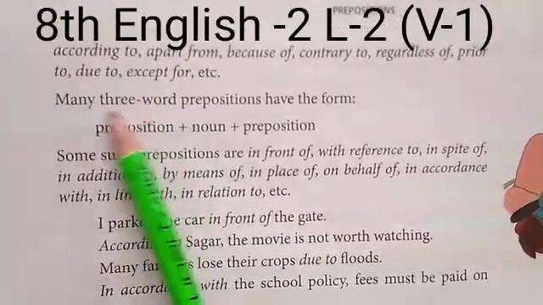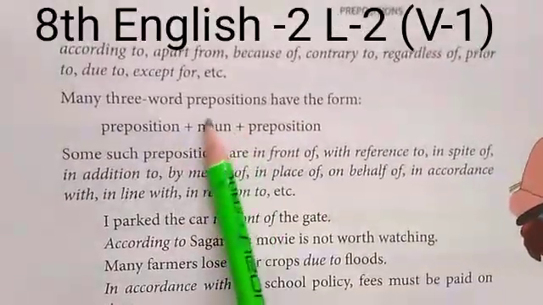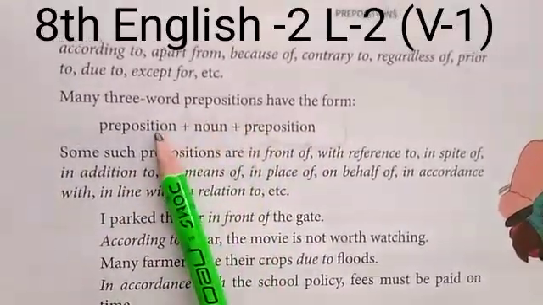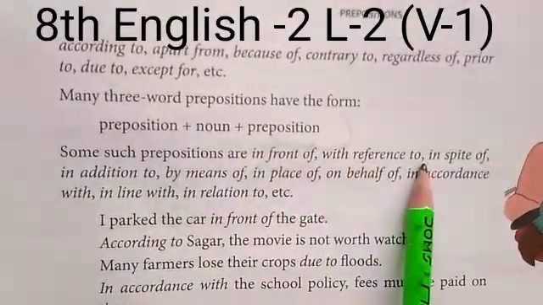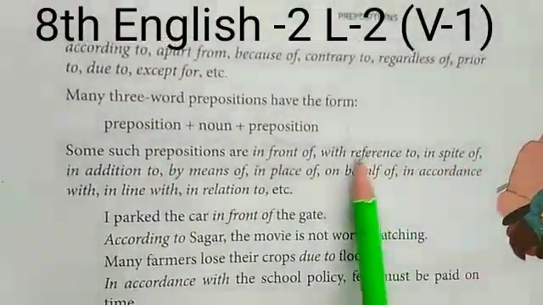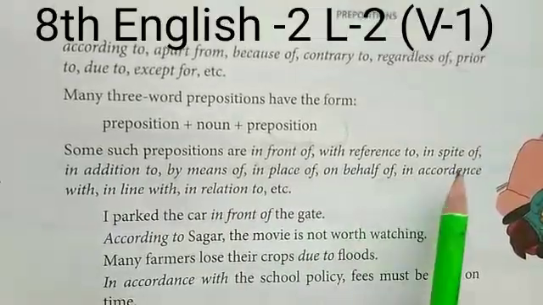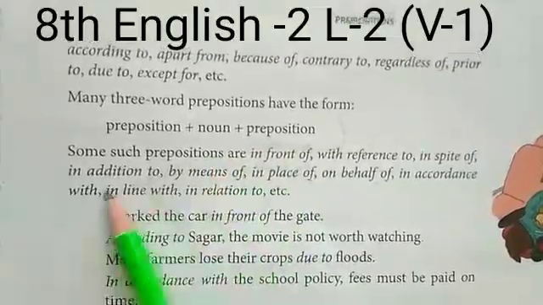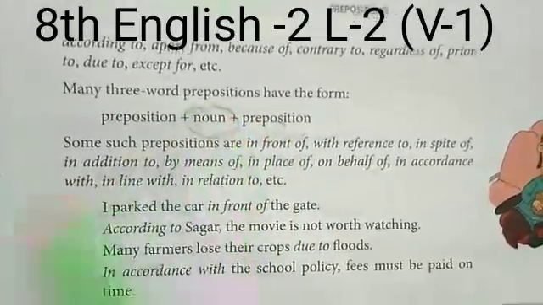So many three-word prepositions have the form first preposition, then noun, and again preposition, right? Some such prepositions are in front of, with reference to. So in and of are prepositions and front is a noun. These are examples of three-word prepositions: in spite of, with reference to, in addition to, by means of, in place of, on behalf of, in accordance with, in line with, in relation to. These are examples of the three-word preposition where two prepositions are there, and in between a noun is present.